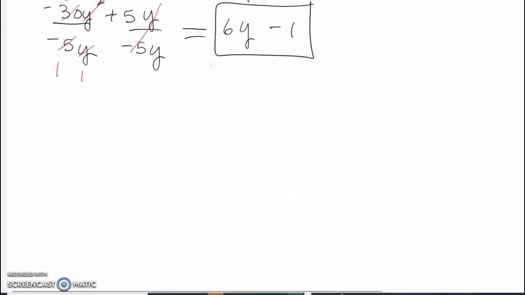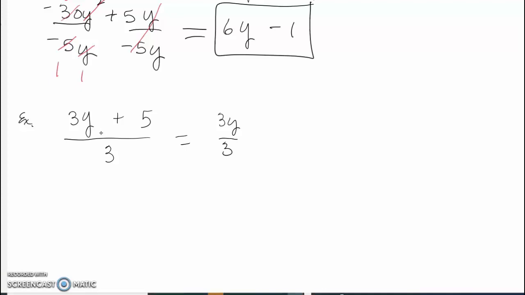I want to make a note about two different types of problems and the alternative way to solve. To simplify. So in the first example, if you're given 3y plus 5 over 3, in this case, there's nothing to cancel. We can't cancel, but we can separate. So we get 3y over 3 plus 5 over 3, and your final answer is y plus 5/3. So that was the only way to do it.